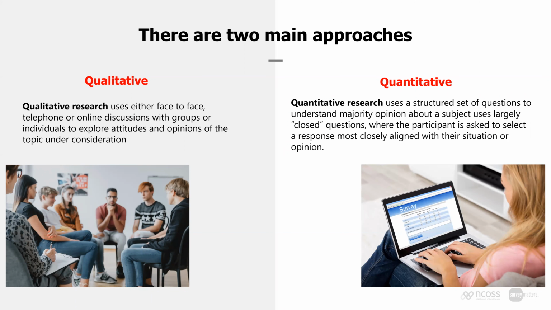Quantitative research, on the other hand, is a scientific method that does use a structured set of questions to understand majority opinion about a subject. It uses largely closed questions where participants are asked to select a response that most closely aligns with their situation or opinion. Quantitative research usually aims to test theories, establish facts, and is often used to provide that statistical or numerical evidence to support a position. In general, quantitative studies use a specific, pre-planned and structured set of questions, and as a result, it tends to be more formal than qualitative research.